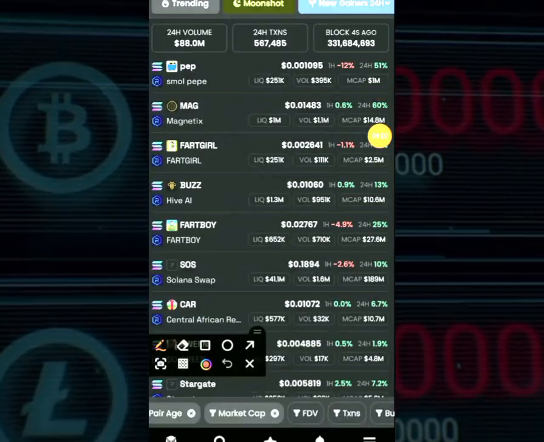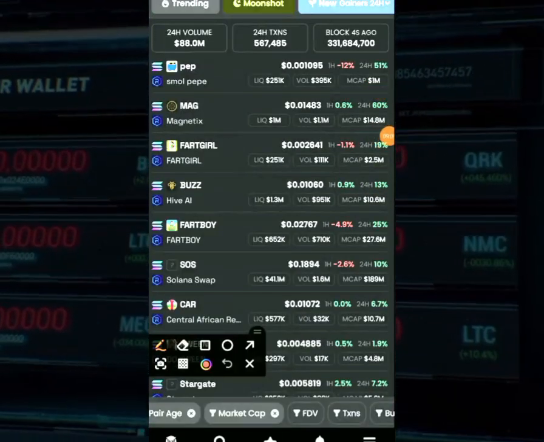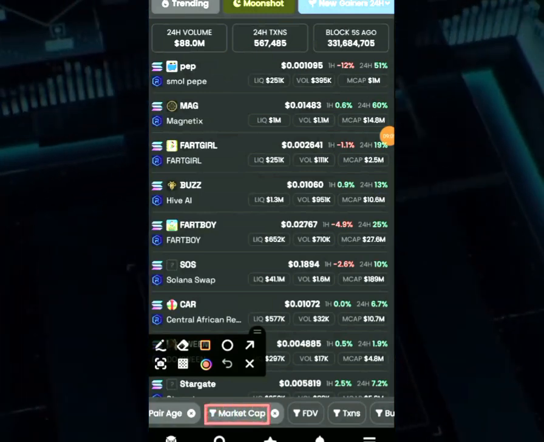Now that we're done with the pair age, let's head over to market cap. Okay, let's head over to market cap.